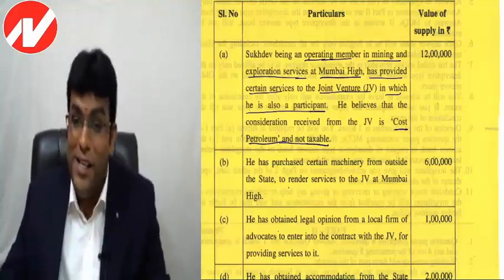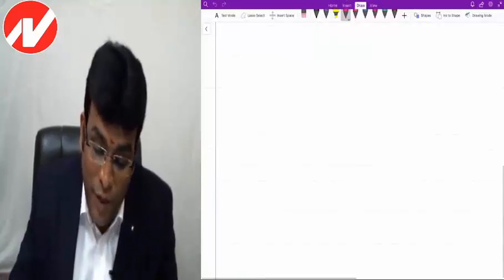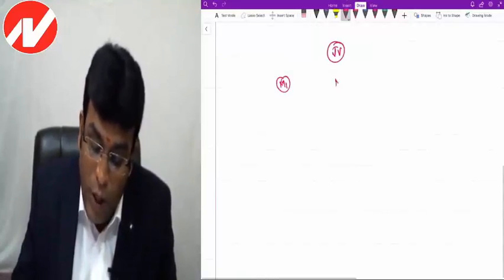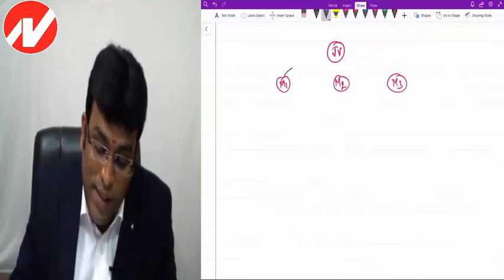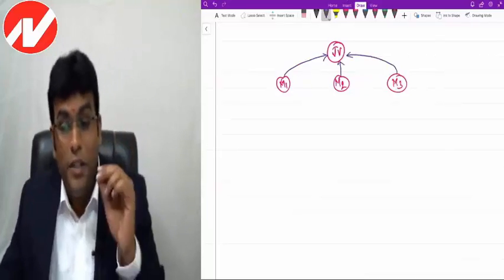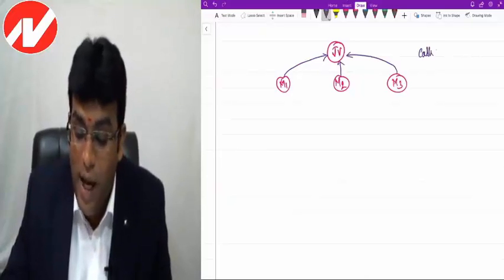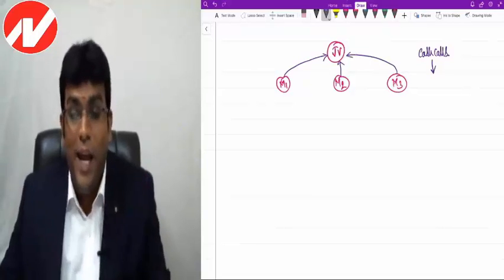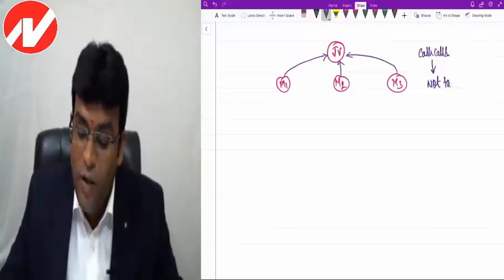Crazy point. Sir, whenever we talk about joint venture, my dear friends, first of all, joint venture is a consortium or a group of various members. Now what happens is that every member will contribute a certain amount, which is technically called cash calls. Cash calls is nothing but an investment made by members in the joint venture, and this cash calls is obviously not taxable.